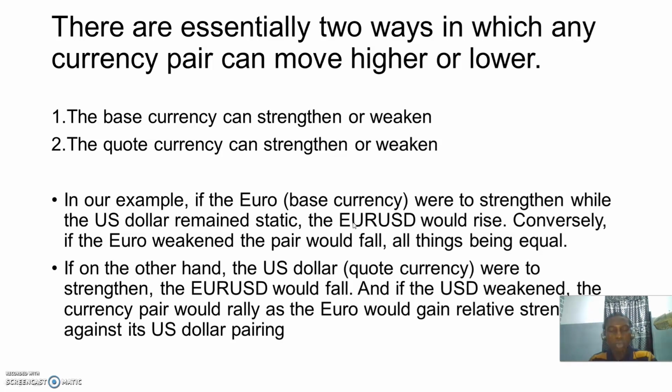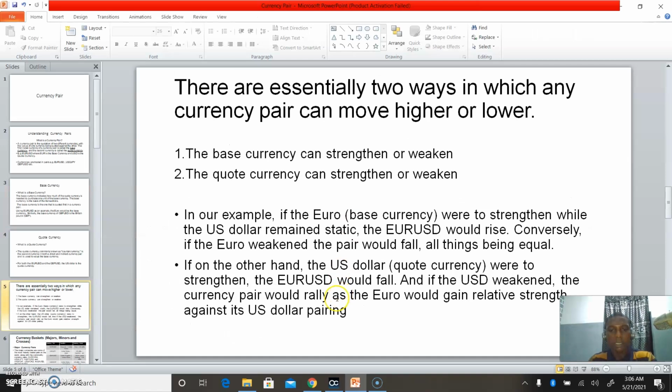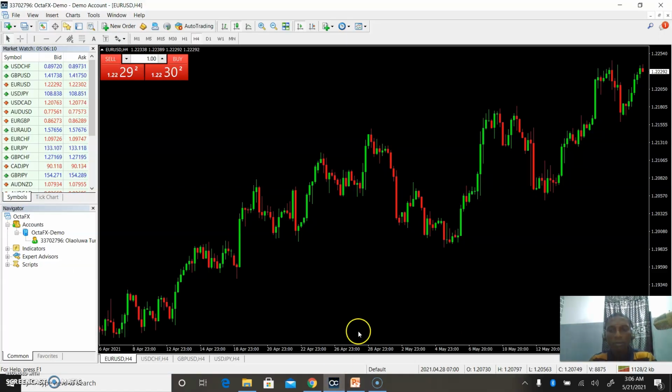Let's go through our chart quickly. Now, from what we have here, this is Euro USD. As you can see, we are on the Euro USD chart. The euro is the base currency and the USD is the quote currency. When the euro is strengthened, what happens here? You see that the trend keeps going up when the euro is strengthened.